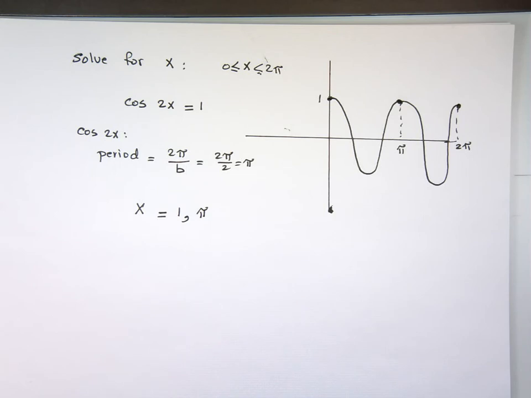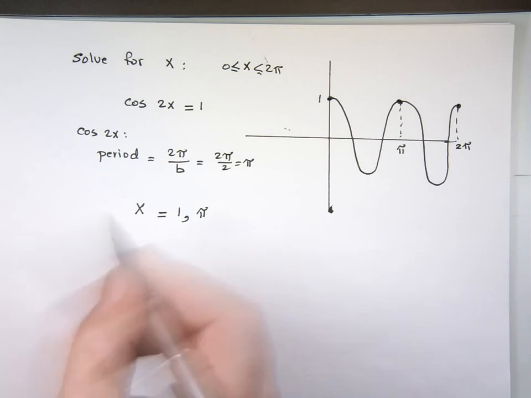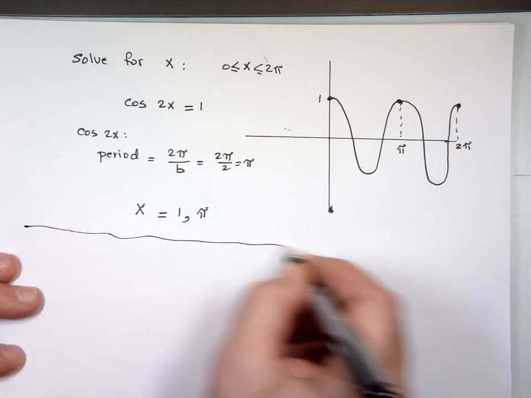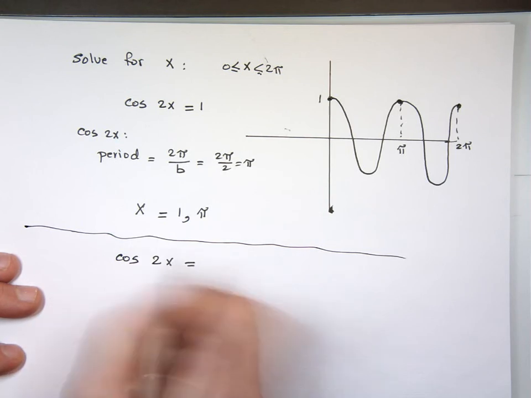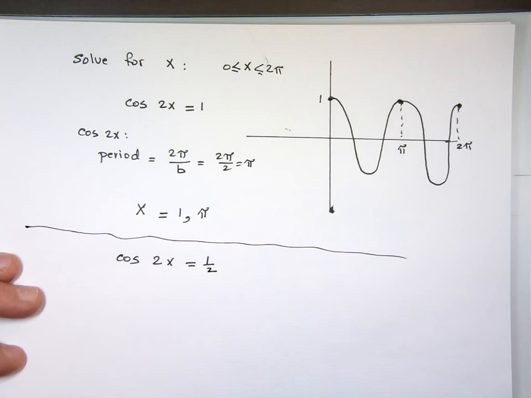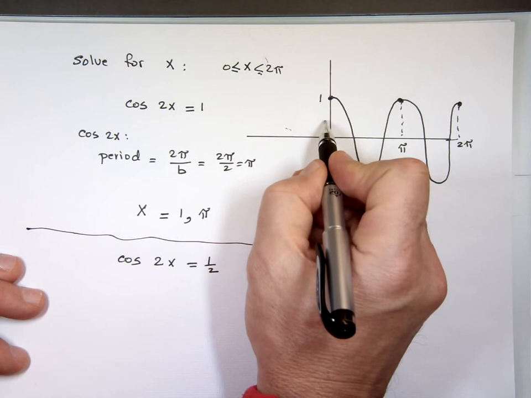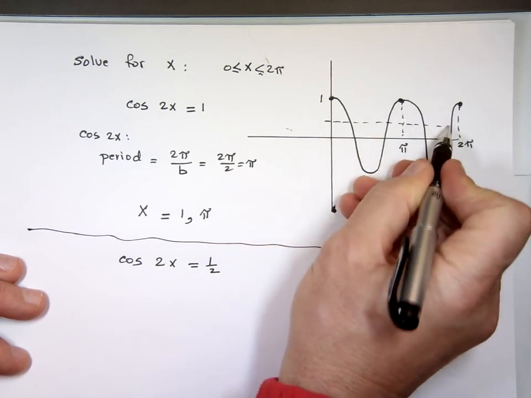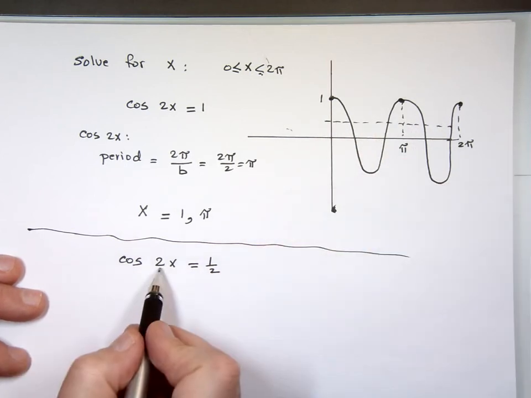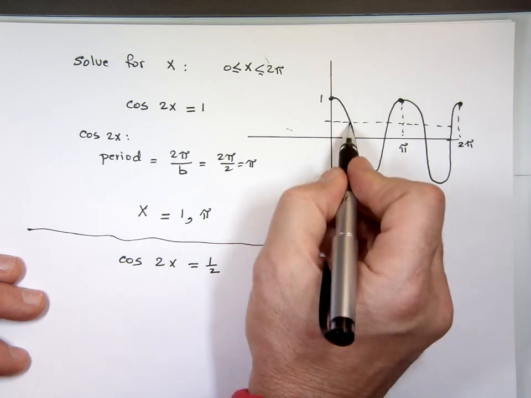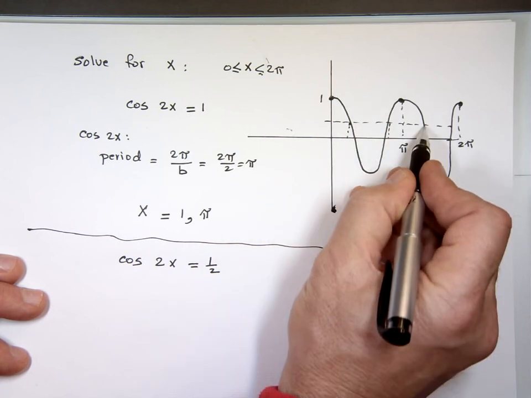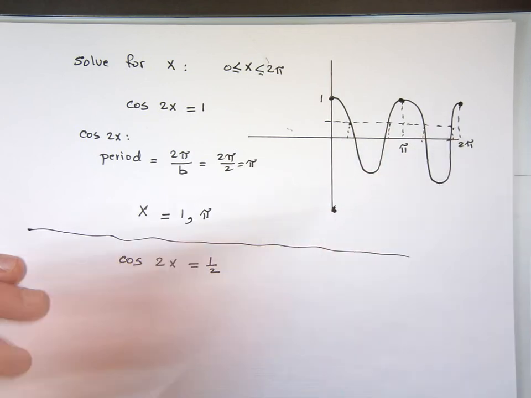Now what happens if it's the same question, but instead of being 1, we said cosine 2x equals, I don't know, 1/2. Same picture right there. That's the 1/2. The amplitude is 1 here, but I want where the cosine equals 1/2. So I'm looking for this x value, this x value, this x value, this x value.